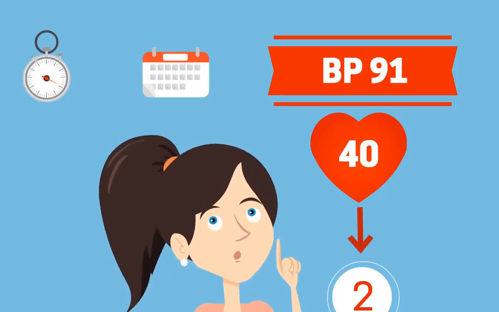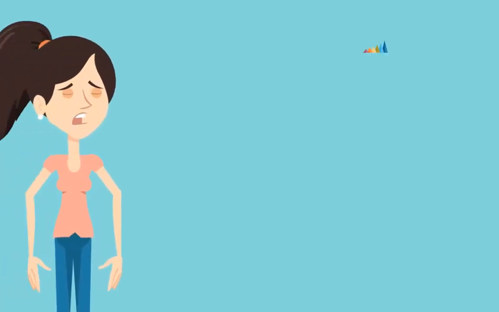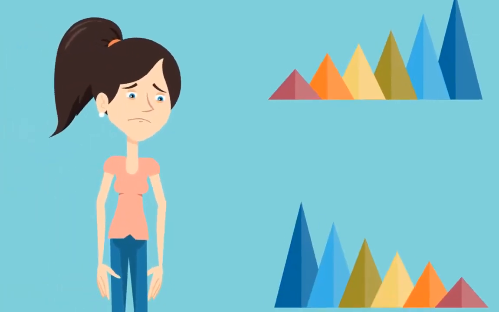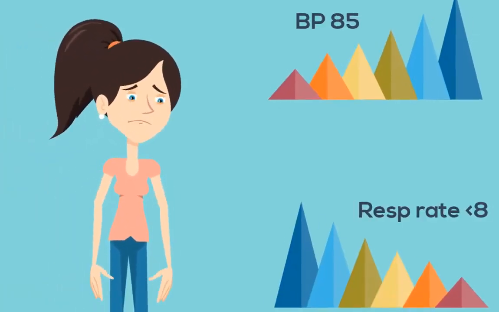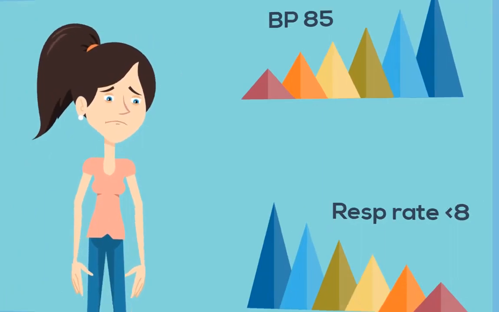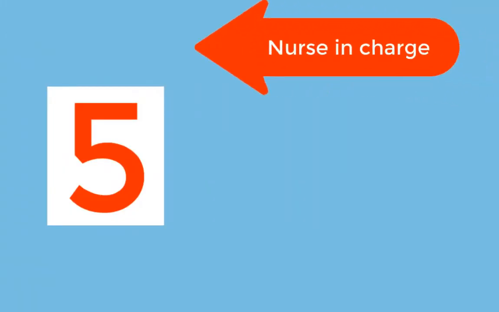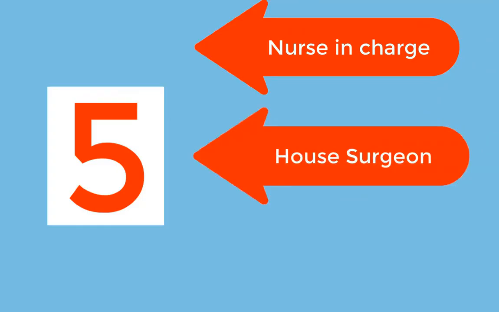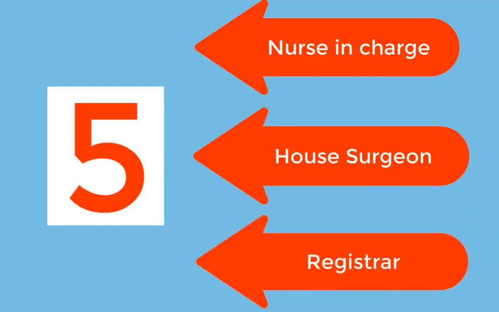Then it came time for Tane's next observation round, but when Amy took his vitals, she noticed that his BP was at 85, and his respiratory rate was less than 8. Tane was in the red zone, with an EWS of more than 5. Amy knows to act now. She looked at the EWS pathway and yes, a score of more than 5 meant that Amy needed to inform the nurse in charge and notify the house surgeon and registrar. Tane was deteriorating, and it was up to Amy to communicate that to the house surgeon and registrar.